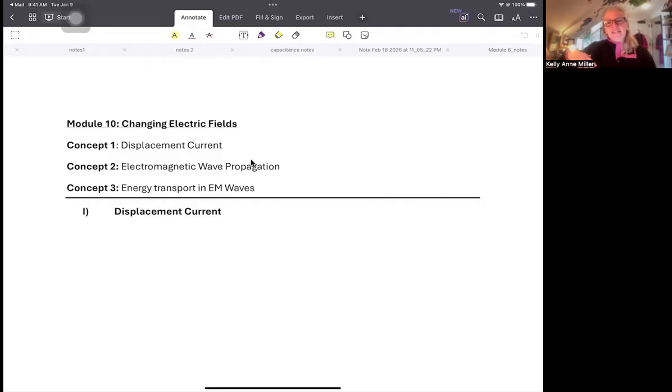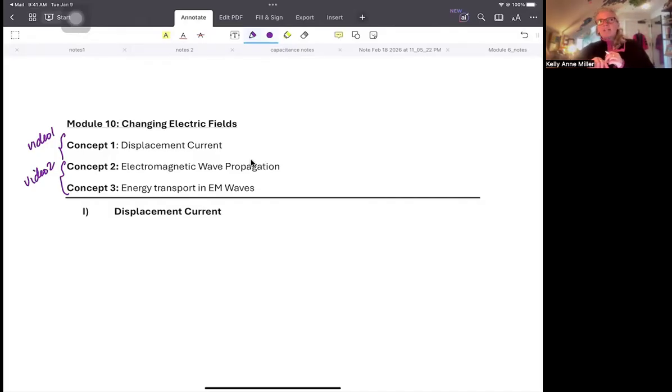And then the third section is, how do those waves carry energy? And so basically, I'm going to organize this into two different videos. I'll make a video, this one, on displacement current, and then I'll make another video that just encompasses propagation and energy. So the topics are relatively light this week compared to last week. Okay, so let's start out by talking about displacement current.